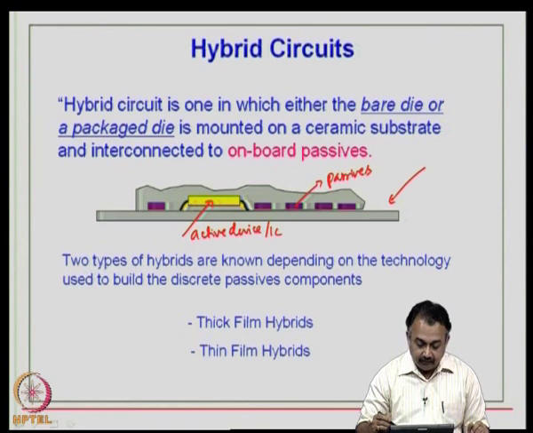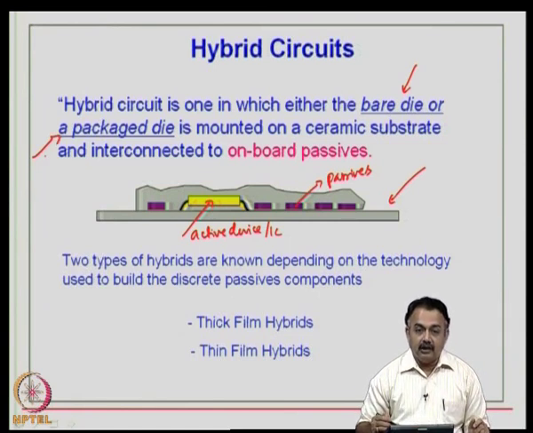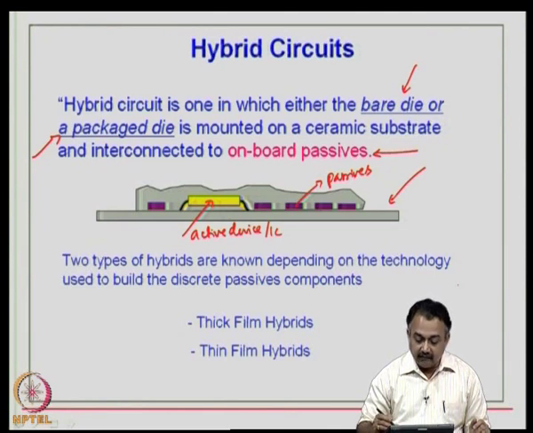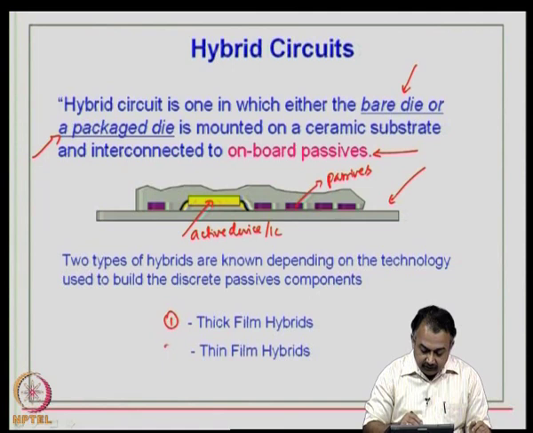So, there is a bare die or a package die which is mounted on a substrate and interconnected to on-board passives. These kinds of hybrid structures, where you can either use a bare die or a package die in conjunction with on-board passives. You can also create passives in situ by printing resistors and conductors at the time of fabrication or at the time of build up. So, this kind of technology is known as hybrid circuits. There are two types of hybrid circuits. One is known as a thick film and the other is thin film circuit.